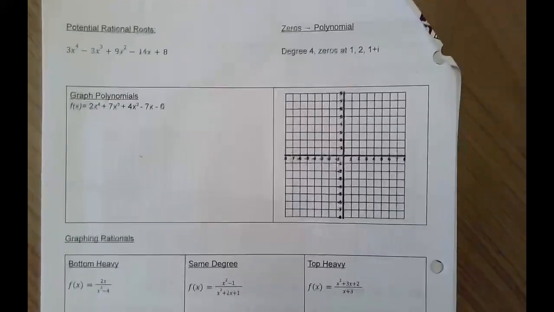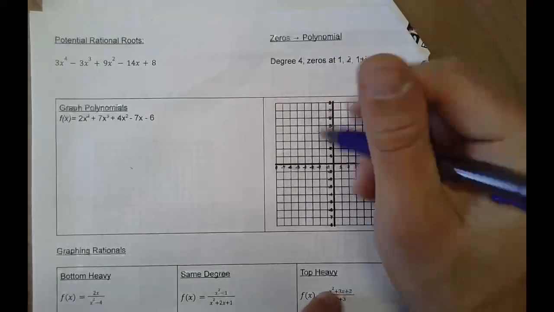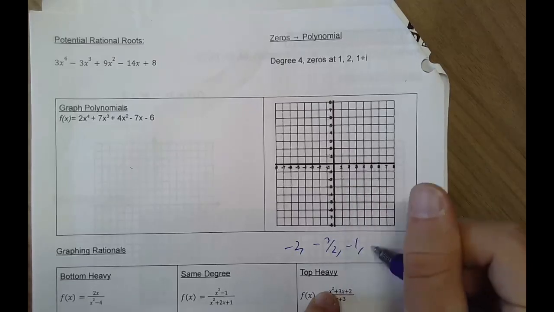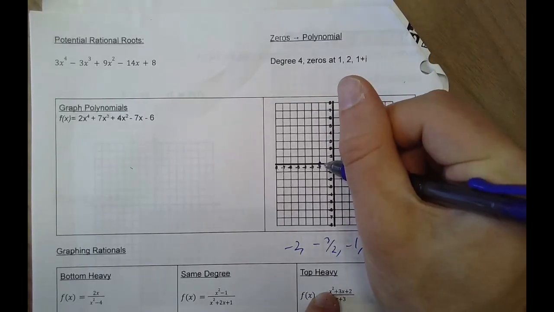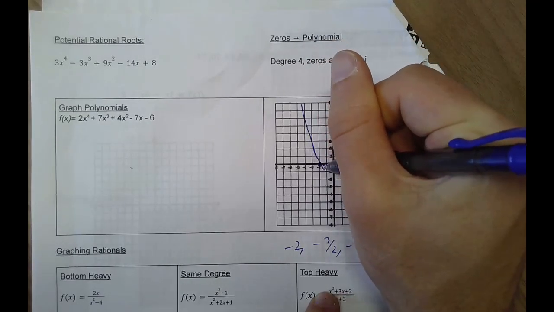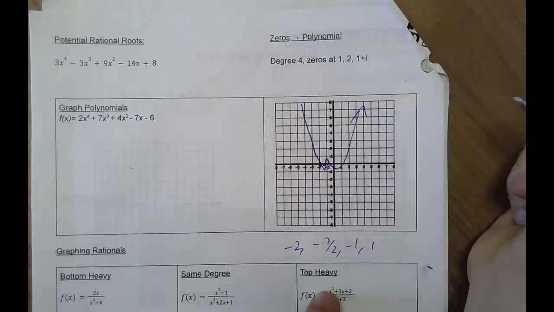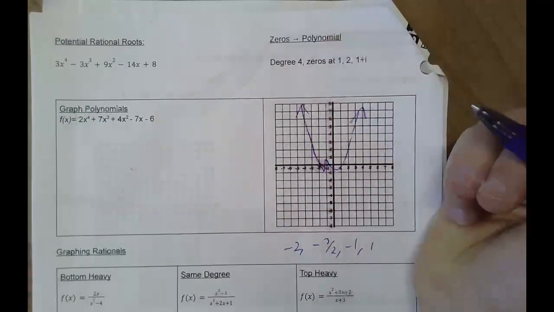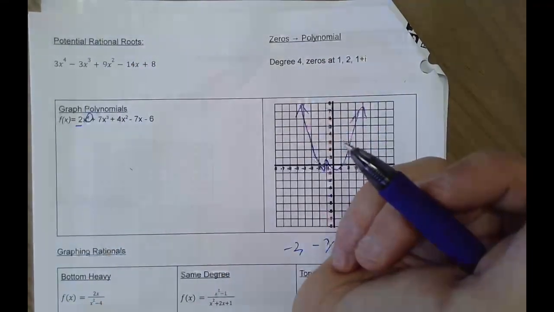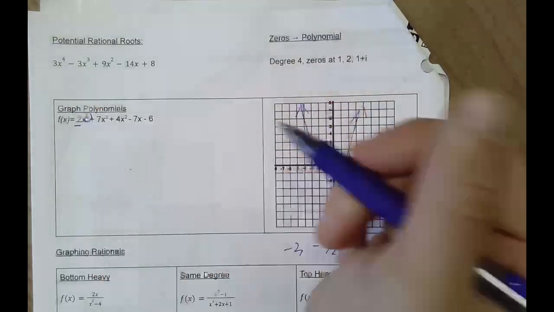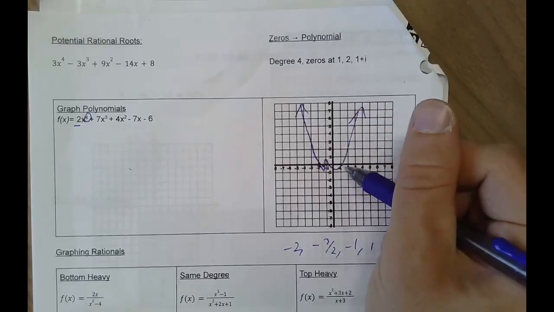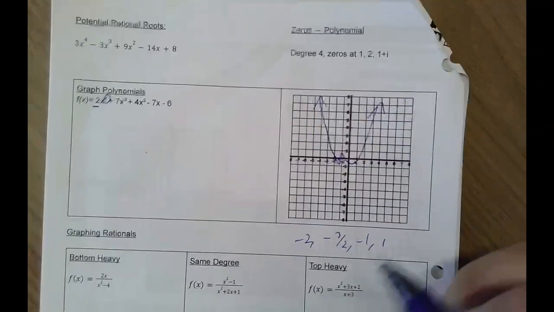Let me just re-sketch that. So again, our zeros we found were -2, -3/2, -1 and 1. So it's going to come down, go through, up, like that. Okay? And why is it doing that? It's doing that because the leading coefficient is positive and the degree is even. That's why it's going to end in both ways. And because the multiplicity of each of these is 1, it's going to cross through each one.